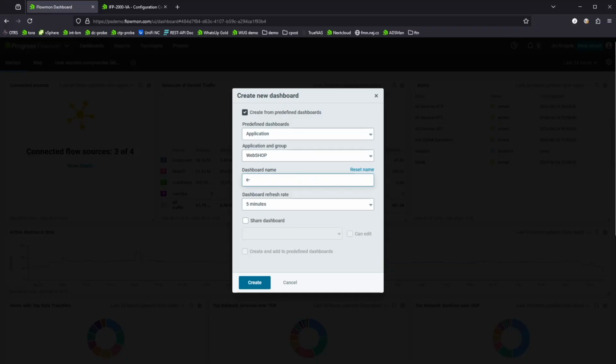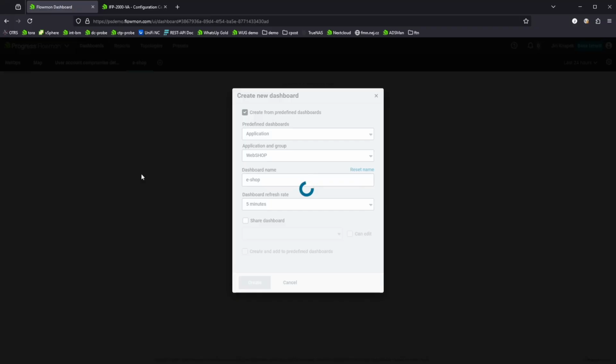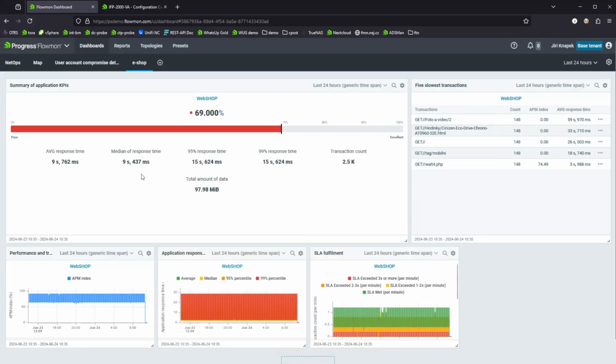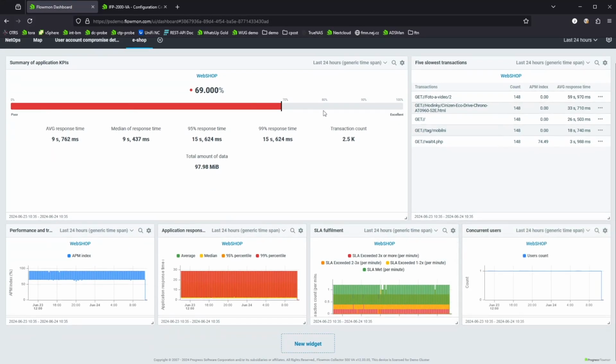Let's call it eShop. Refresh rate of 5 minutes is fine. So this way we create a dashboard with that application, and we see right away similar things to what we have seen in the APM, but we will have it on each. So we see that the response time is quite bad. We see the slowest transactions, which are taking a lot, like 1 minute for a response, which is quite a lot. And then you can see the APM index is about the same, quite low, and you know that there is just one user. So this way you can get it on the dashboard.